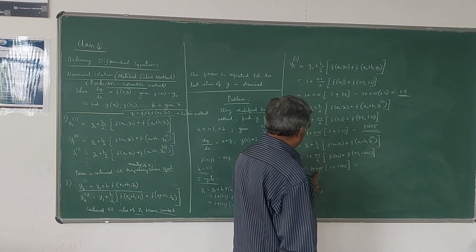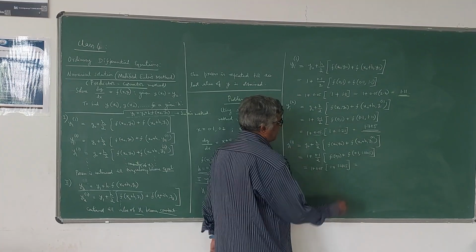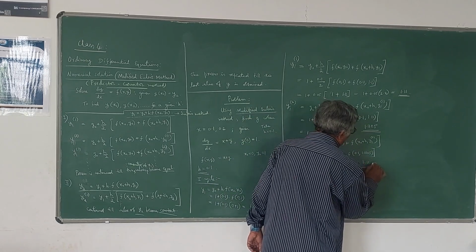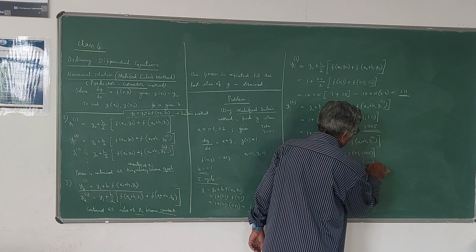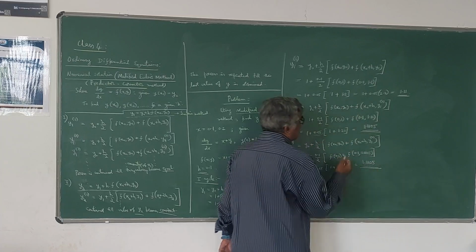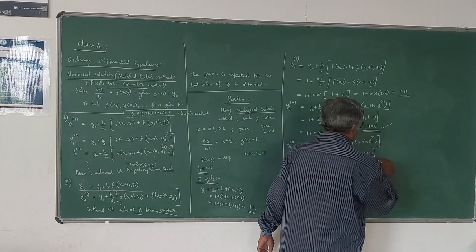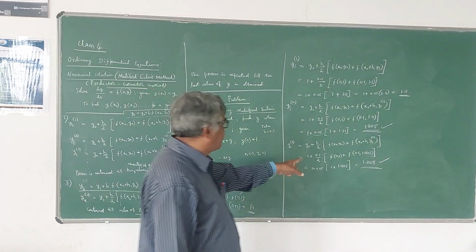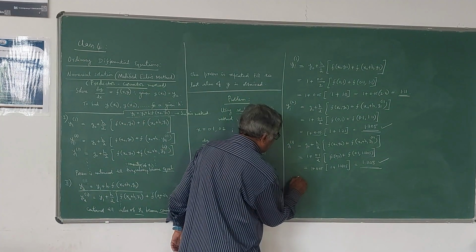2.2105 into this plus 1. 1.1105. 1.1105. Now you can stop, because these two values are equal. So this is your final value. Therefore, what is the value of y1?